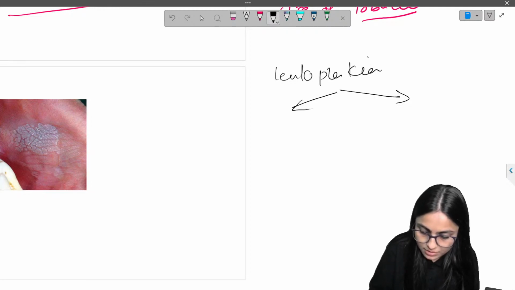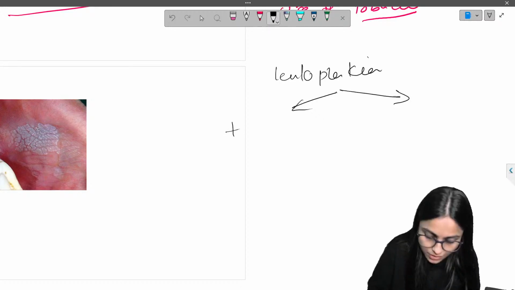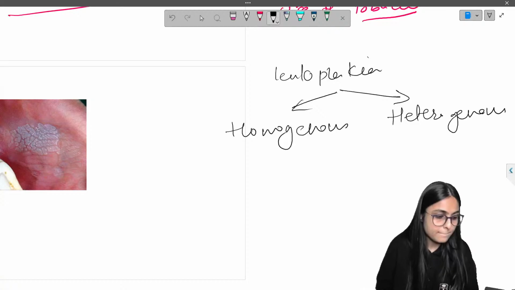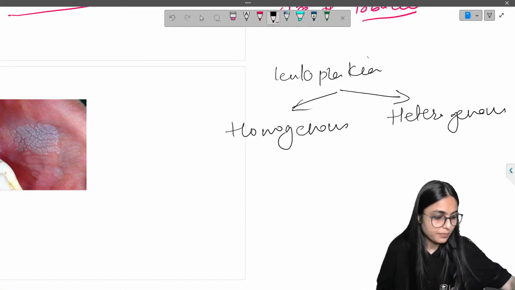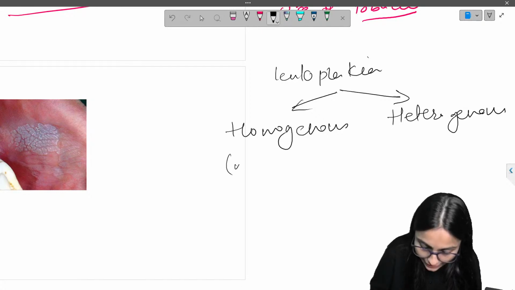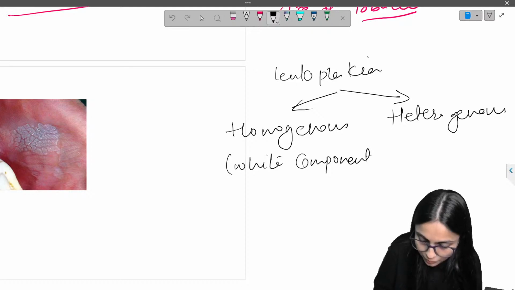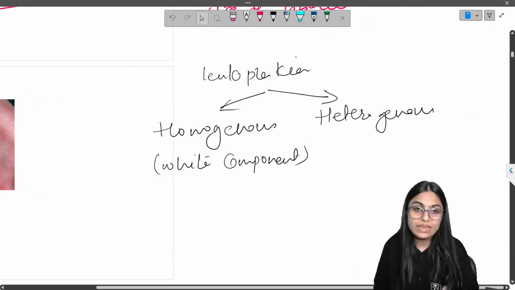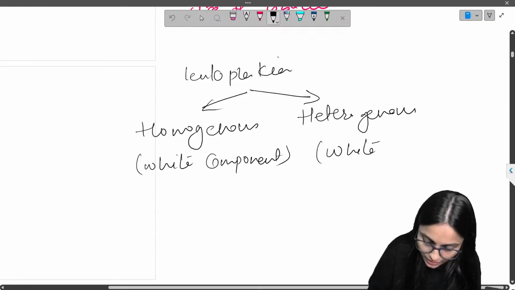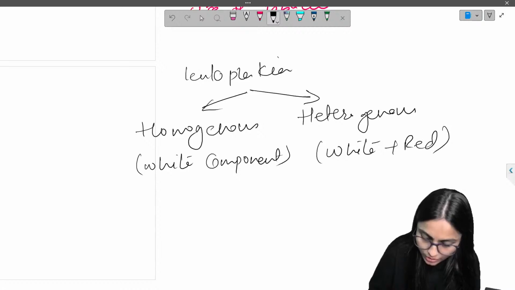Now we have divided leukoplakia into two types. First is homogeneous. Second is heterogeneous. Homogeneous leukoplakia will have a white component. Heterogeneous leukoplakia will have both white as well as red, so a white plus red component.